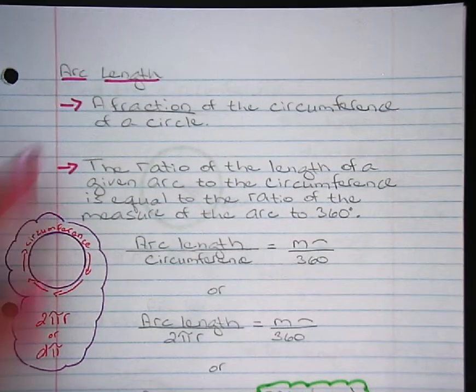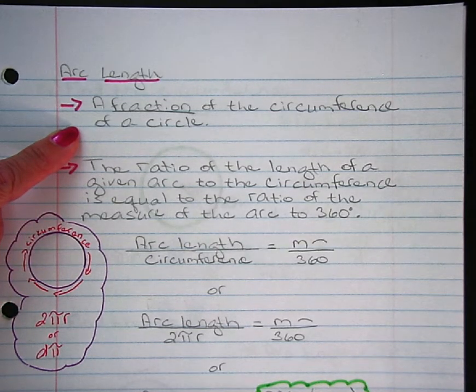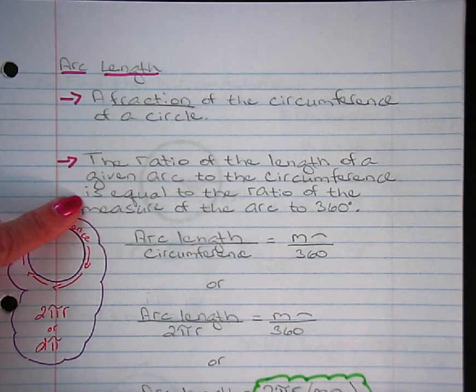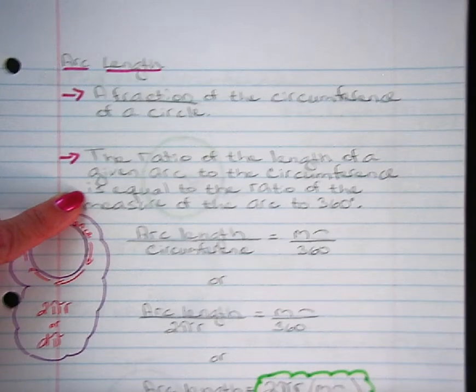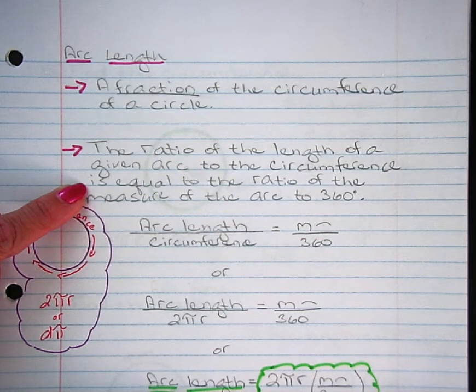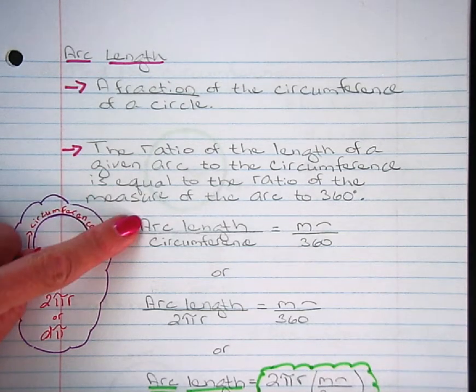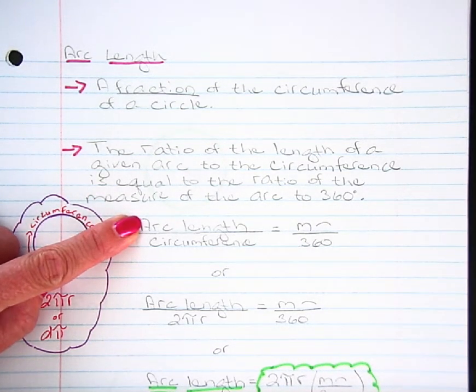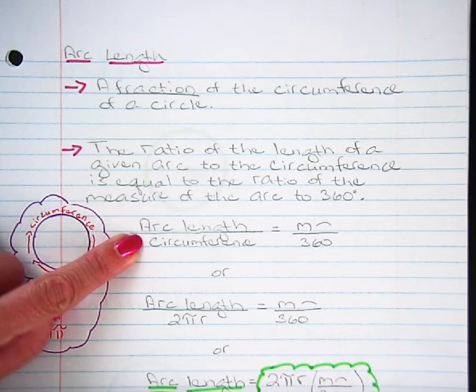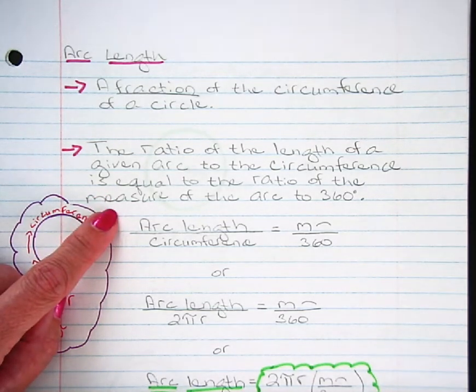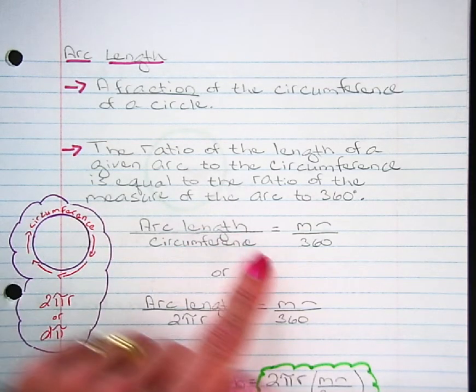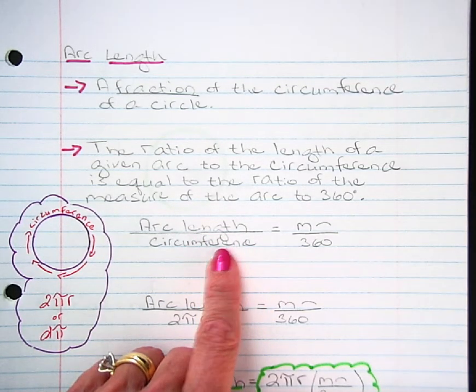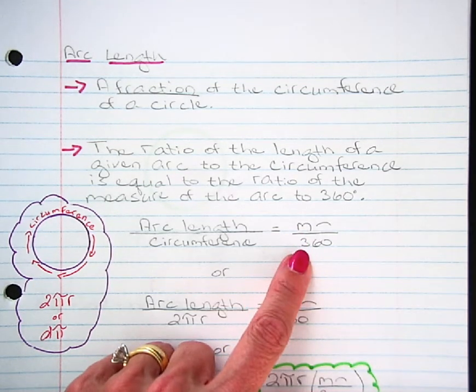Okay, so let's talk about how to find arc length. To find arc length, first of all, it's a fraction of the circumference of the circle. It's just a piece of the circumference. It's not the whole thing. So the way we have to do it is we have to set up a ratio: the ratio of the length of a given arc to the circumference. So the ratio of the length of the arc over the circumference is equal to the ratio of the measure of the arc to 360. So the arc length over the circumference equals the measure of the arc over 360.